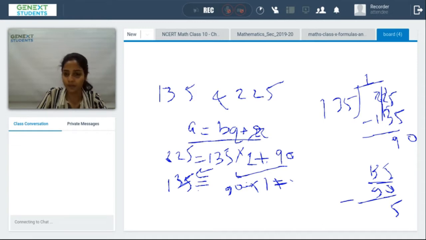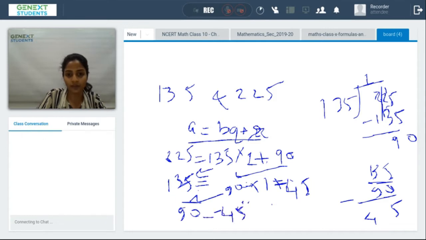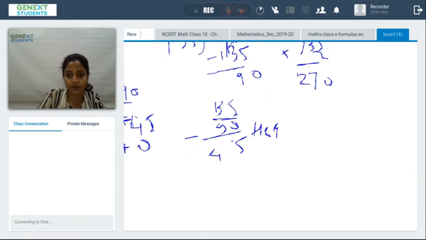13 minus 9 gives 4, correct? So 45 over here, so it will be plus 45. Next step, we will take 90 over here. 90 equals 45 into 2, we know that, plus 0. So this 45 is our HCF. So the HCF of 135 and 225 will be 45.